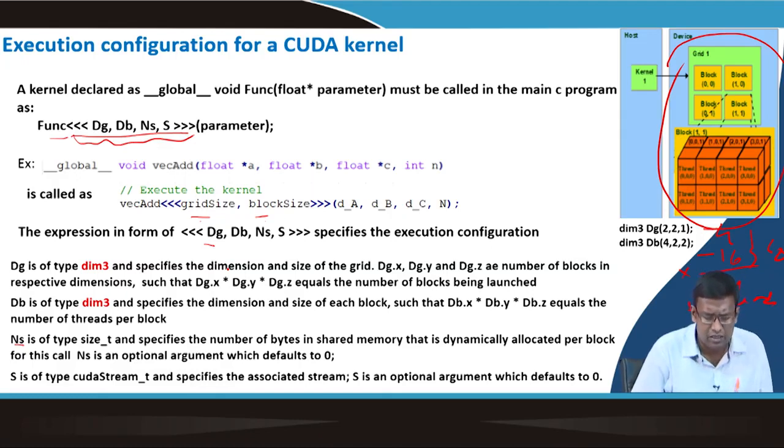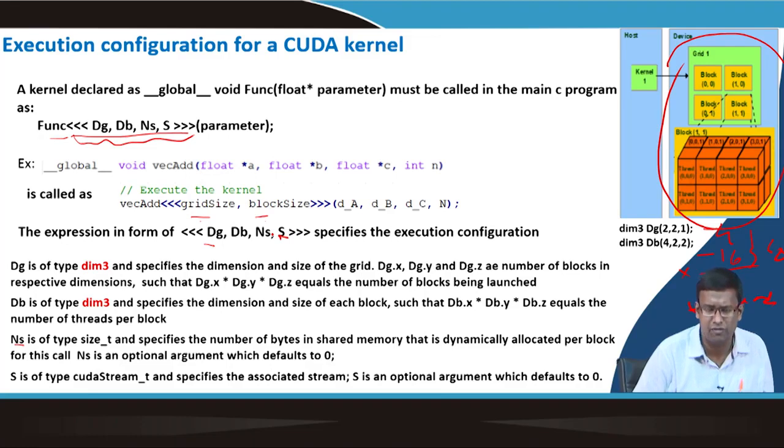S is the associated stream, it identifies the stream. We will not discuss this at this stage, but through a CUDA kernel you can launch multiple streams of instructions, and how many streams of instructions will be launched can be specified by S, and that many streams will be launched.